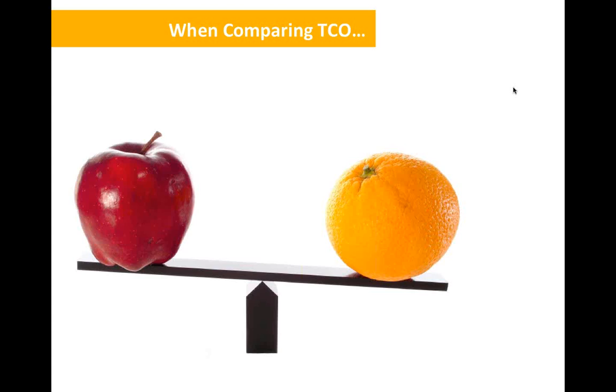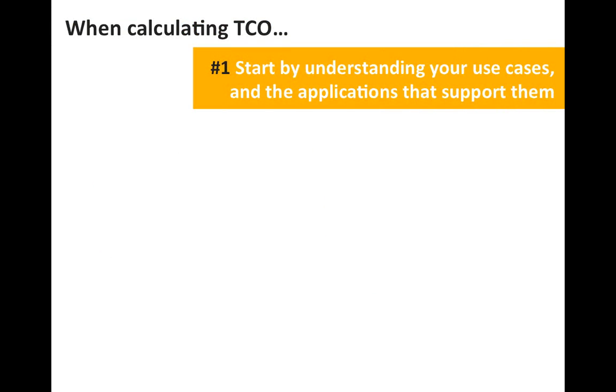I work with a lot of especially our enterprise customers, and again and again, most of my customers always want to look at the total cost of ownership of a solution, and they want to compare the total cost of ownership of on-premise with the AWS services. So it's very important when you do this that you compare apples to apples, not apples to oranges. So when calculating TCO, start by understanding your use case. It's very important that you understand your own environment, your own use cases, and the applications that support them as well.